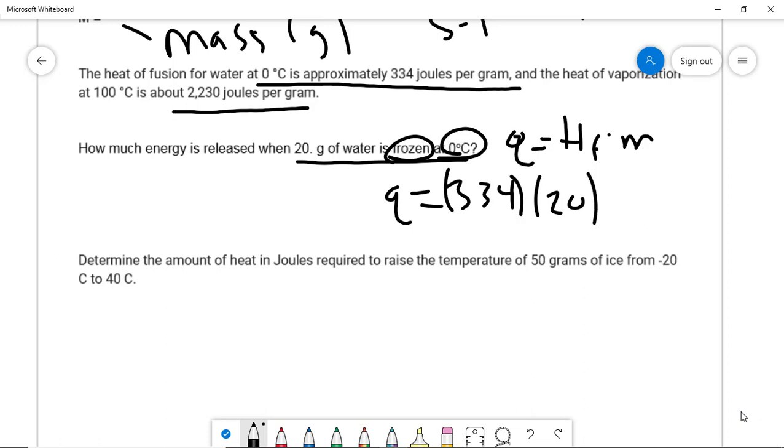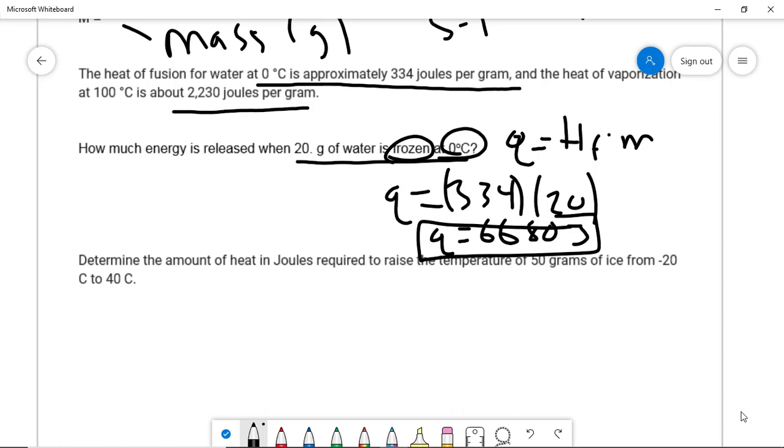We're just going to take 334, and we're going to multiply it by 20. And our Q value for that is going to be 6,680 joules. Okay, pretty straightforward on how to do that. Bottom one here says determine the amount of heat in joules required to raise the temperature of 50 grams of ice from negative 20 degrees Celsius to 40. So this is where this gets tricky.